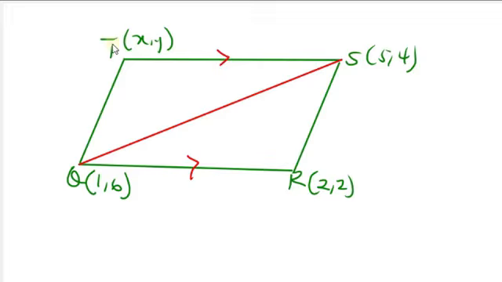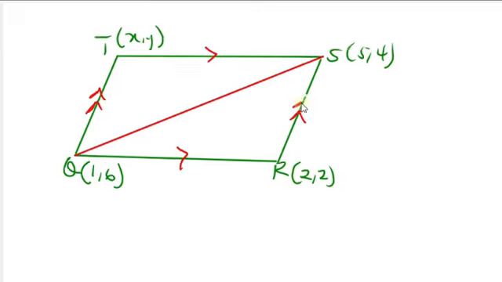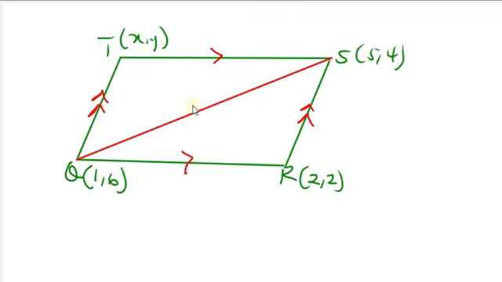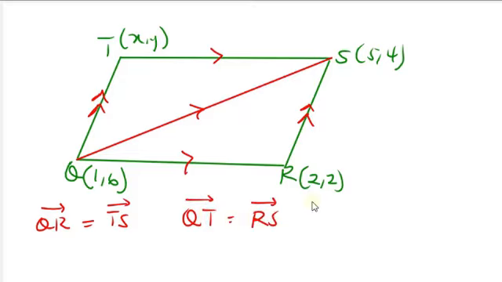Then Q to T, pointing to T, is the same as R to S, also pointing to S. Take note of the arrows. Then Q to S can also be shown as vector QS. So let's write these important things. We have stated that vector QR is the same as vector TS, and vector QT is also the same as vector RS. Please, the order is very important.